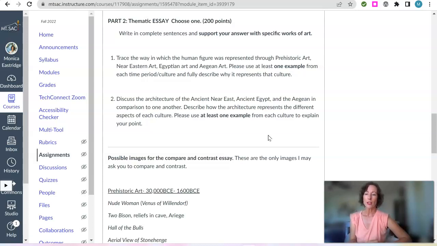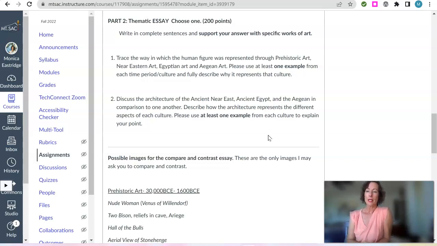I do want you to try to write in some paragraphs. So please do my eyes a favor and don't make your writing one big chunk of text. When you talk about a new work of art, when you talk about a new culture, indent and write a new paragraph. That's really good, proper essay format.